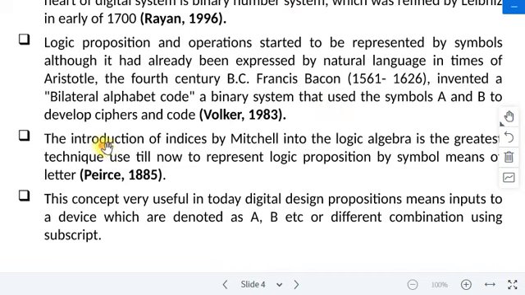Now the introduction of indices by Boole into the logic algebra is the greatest technique, which is taken from Charles Sanders Peirce. He is one of the great men in this domain. Charles Sanders Peirce also says in his book that indices, which were used by Boole in the logic algebra, are the greatest technique used till now to present the logic propositions. The propositions are nothing but the logic statements, simplified statements, which are the heart of logic.